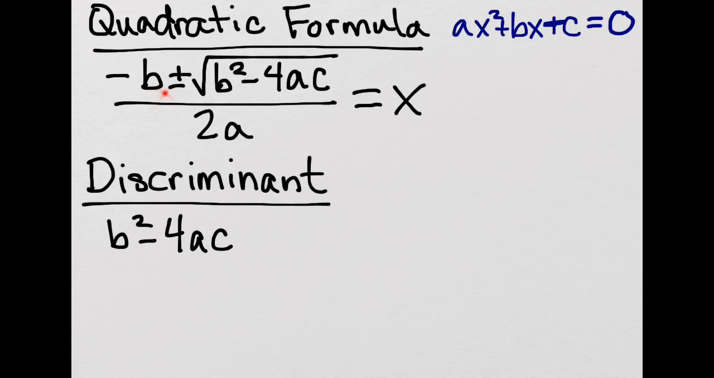And, of course, b in the formula represents the number in front of x, a is the number in front of x squared, and c is the constant term at the end. The part of this formula that we call the discriminant is the part inside the square root. We call it the discriminant because we can use it to decide what kind of solutions we're going to get before we actually solve the whole problem.